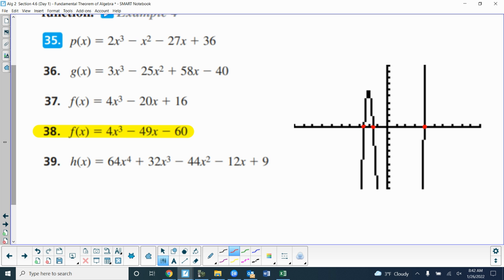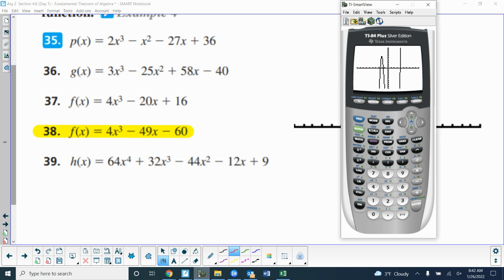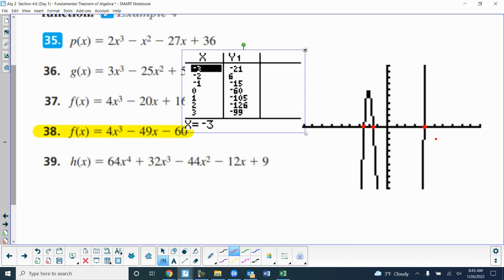So what I do to check is I go to my table, which is second graph, and I'm going to look here. There it is at 4. There's a 0. Y is 0 when x is 4. So that was right. Now, if you look, just go up here and look at these numbers. So this is 4, okay? But just think about something here.